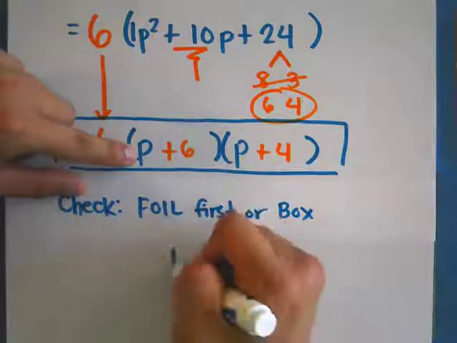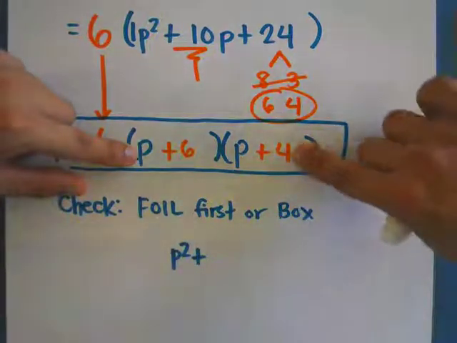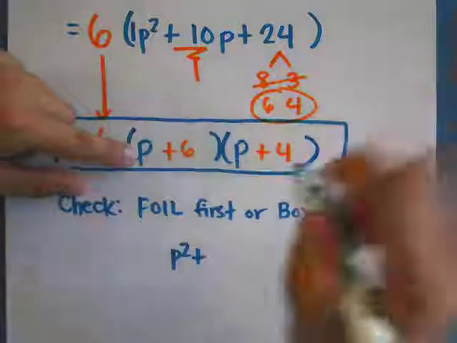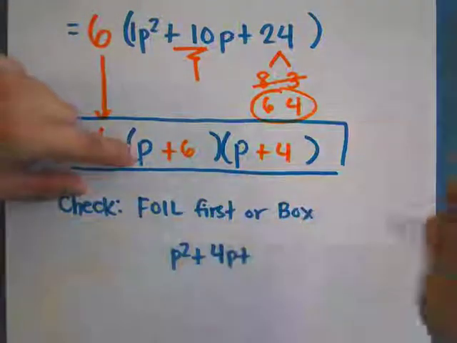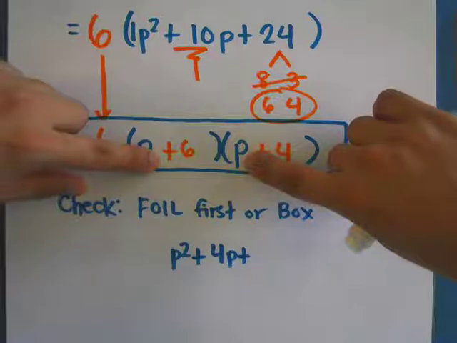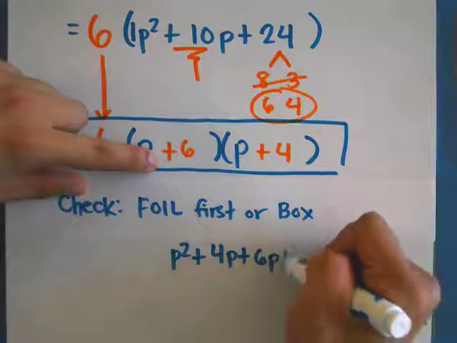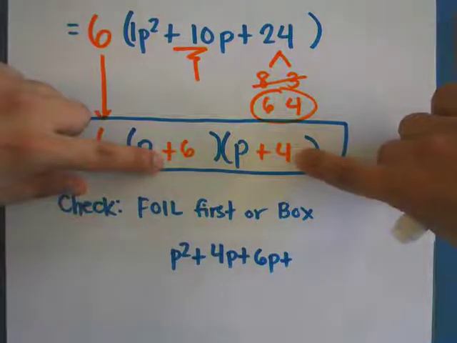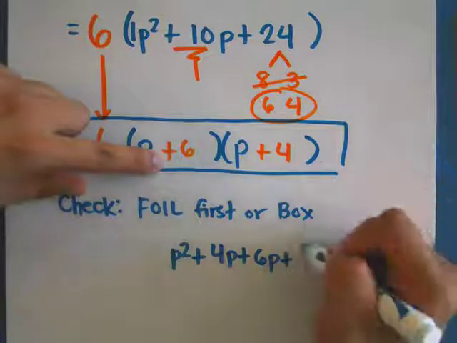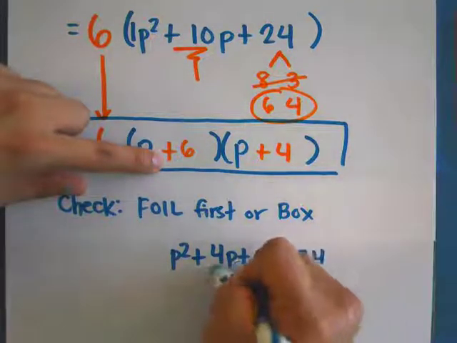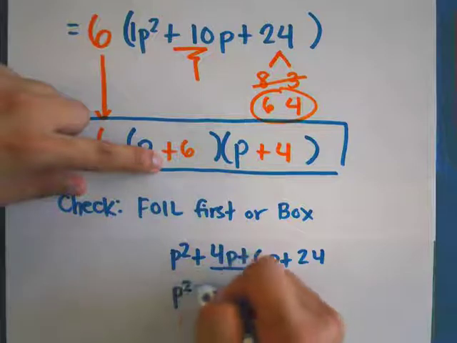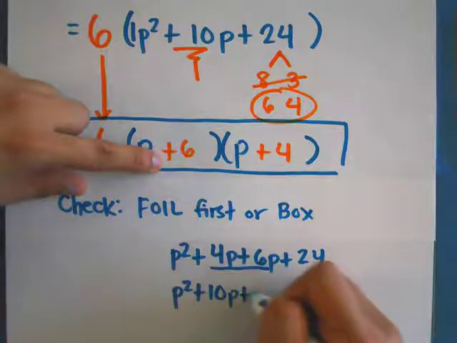P times p is p squared first. Then outer, p times 4 is 4p. Inner, positive 6 times p is 6p. And then last, positive 6 times positive 4 is 24. Usually we can combine these two, so it's going to be p squared plus 10p plus 24.